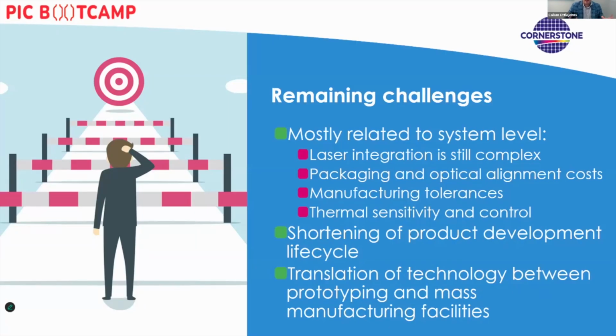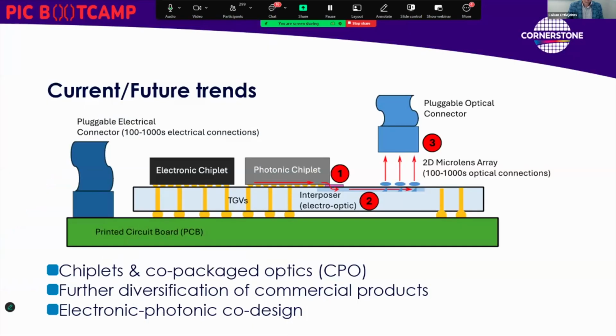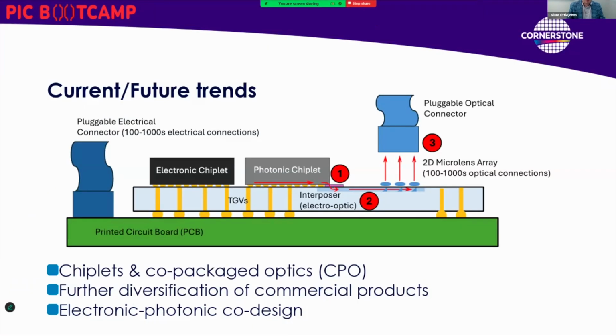So that is how can we shorten the product development life cycle? And I think understanding the limitations of the manufacturing process and accounting for that in design is a key way of achieving that. The current trends, there is now a move to integration of new materials on silicon, but also chiplets or so-called co-packaged optics. And what this means is that we are now integrating multiple chips that each specialize in a different function onto the same board. And that means we can get the best of all worlds.